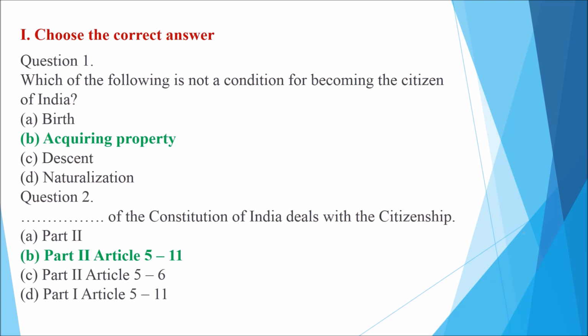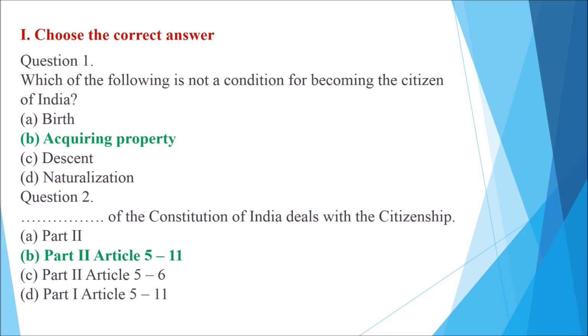Roman letter 1. Choose the correct answer. Question number 1. Which of the following is not a condition for becoming the citizen of India? Option A, birth. Option B, acquiring property. Option C, descent. Option D, naturalization. So the correct answer is option B, acquiring property.